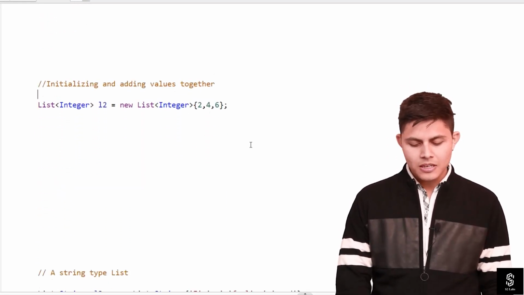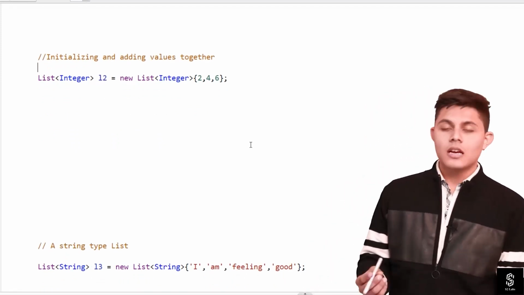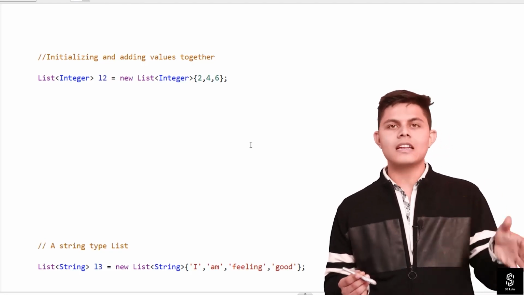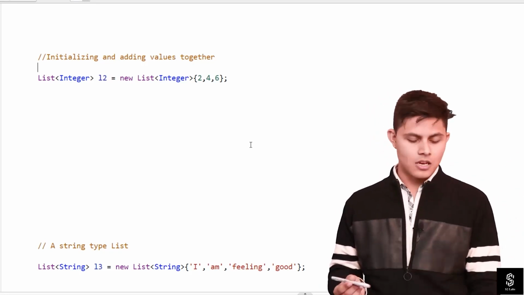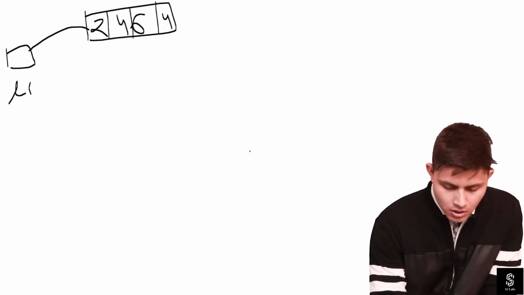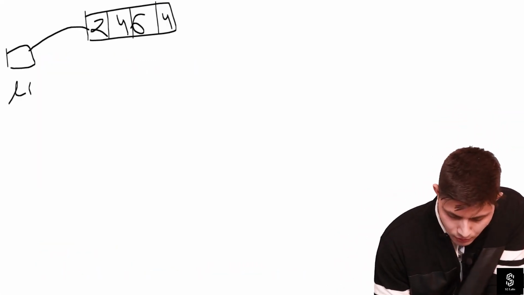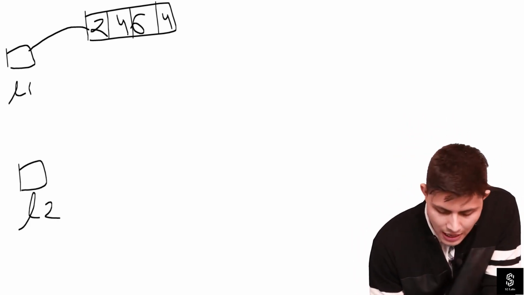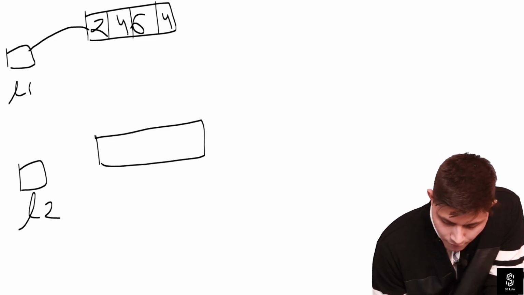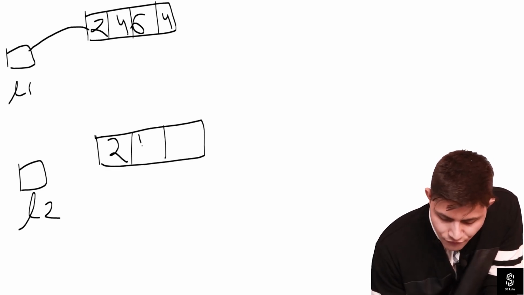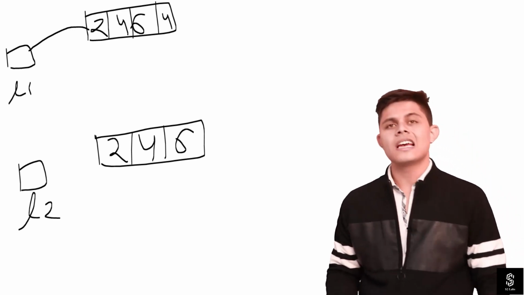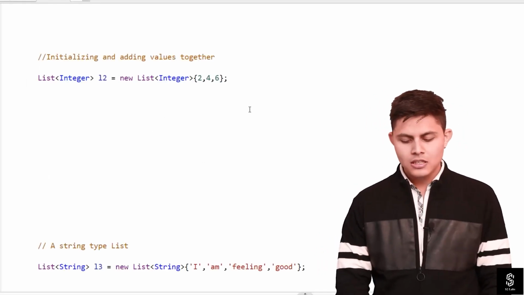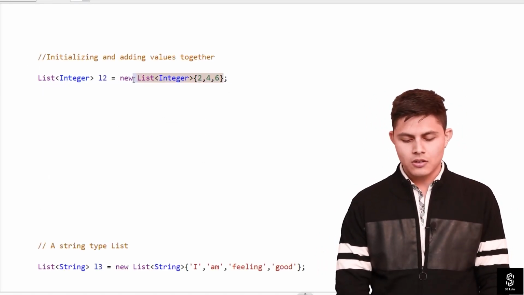So in this statement, let me tell you what is exactly happening. Instead of creating the list and then adding the values, we are creating the list while adding the values, and then we are assigning it to the reference variable. Let me explain how it basically works. A reference variable is getting created with the name L2, and then a list gets created where we first store the values. The 2, 4, 6 are first stored into this particular list, because we have passed these values while creating this particular list.